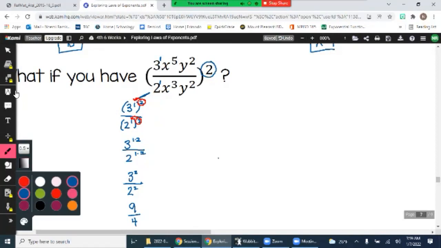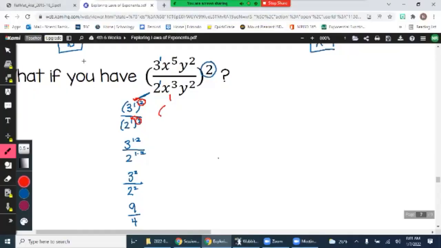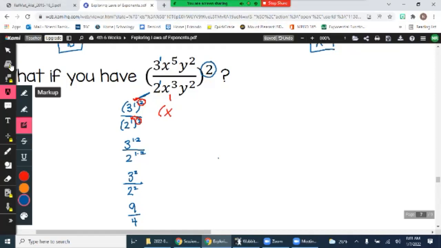Next part, we also have X's on the inside. So the next section is X. We have at the top, X to the power of 5.